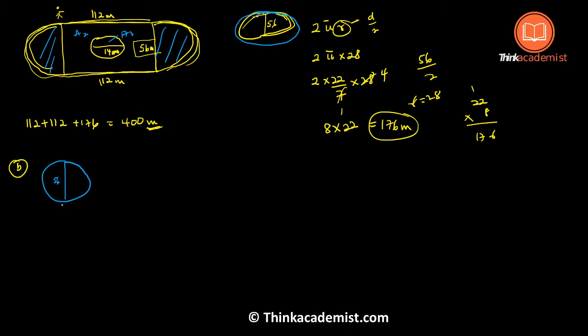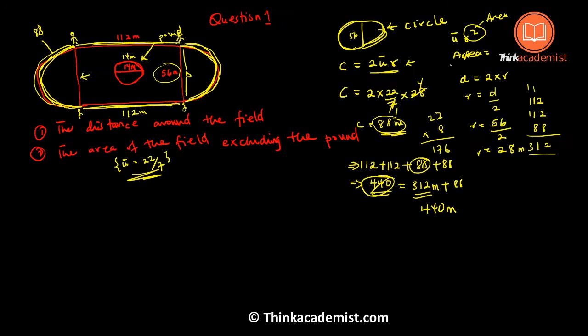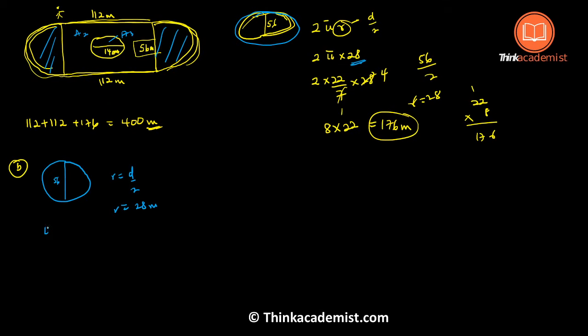Okay? So we have 56. Let's look for the radius. Radius will be what? Diameter over 2, which will give us 28 meters, as we've established here already. Now, remember in our previous slide up here, I stated that to find area, it is pi r squared, not 2 pi r. So we are going to state that pi r squared. Okay? Now, in the question, they said we should take pi to be what? 22 over 7. Okay? So it's going to be 22 over 7 times 28 times 28.